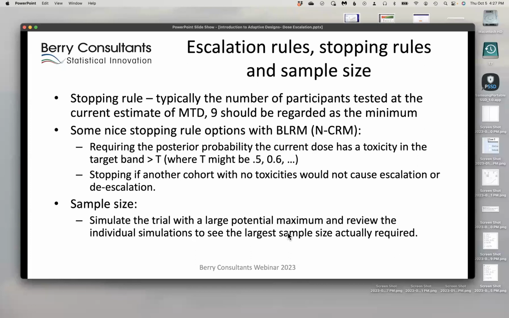And then one way to recheck the sample size is to actually run the simulations with a stopping rule, and with a very large maximum, which you then expect not to reach, and then review the individual simulations, say 1,000, to see the actual largest sample size required.